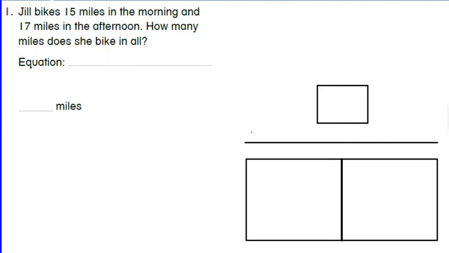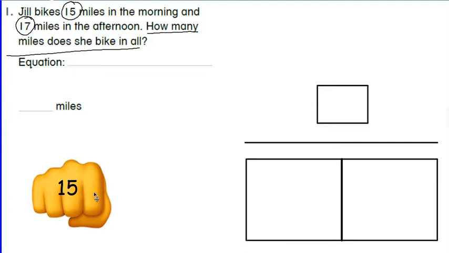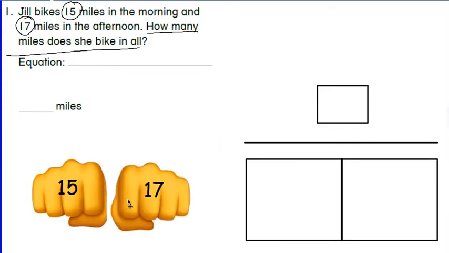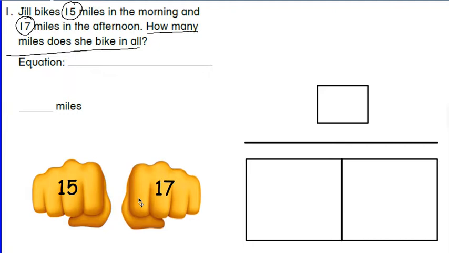So we have a 15, we have a 17. Here's the question. And what I had the kids do is use their hands as a kind of part-part-total, and we end up coming up with this. So Jill bikes 15 miles in the morning. She bikes 17 miles in the afternoon. How many does she bike in all? And we don't know what that total is.